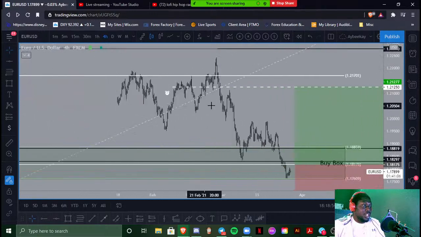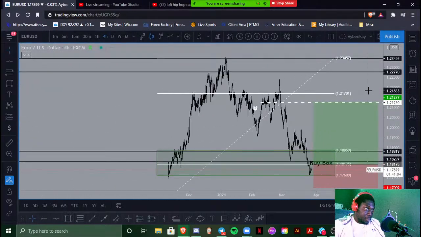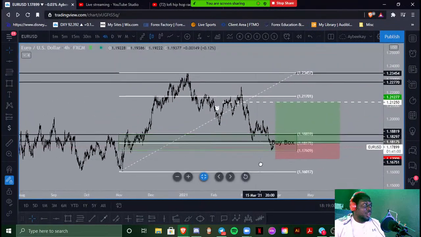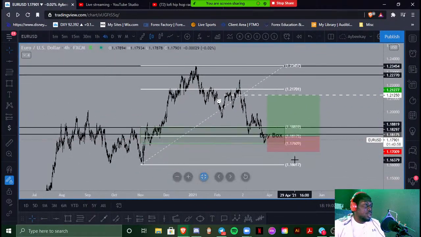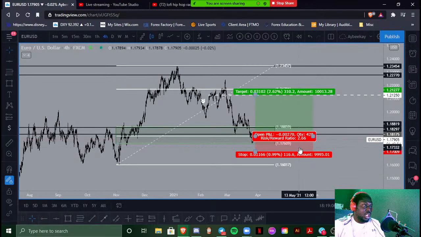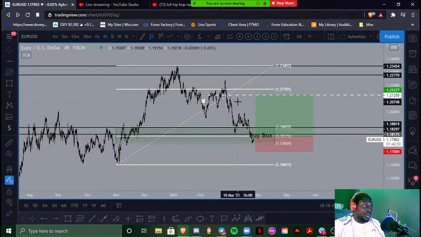So I'm still holding this buy. I'm still really liking this buy a lot, especially as I'm seeing that the DXY on the 1-hour time frame and the other lower time frames is starting to turn around. But again, I just have my stop loss this low, and it's still a 1 to 2.66. So this is not a terrible risk to reward ratio.